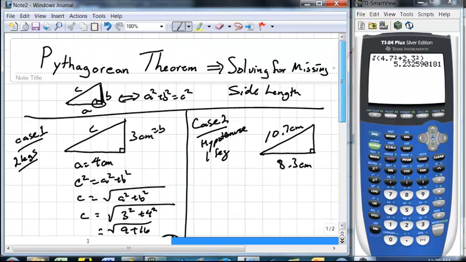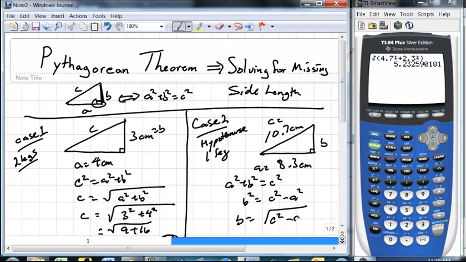Okay, let's look at case two, 10.7 centimeters and 8.3 centimeters, and we're solving for the other leg. See if you can do this one on your own. Press pause and come back when you get finished. Okay, so if this is A, B, and C, we're looking for leg B. A squared plus B squared equals C squared, so B squared equals C squared minus A squared, and B is the square root of C squared minus A squared.